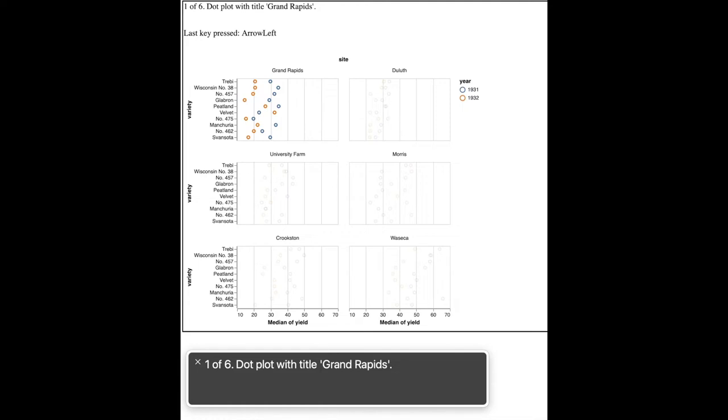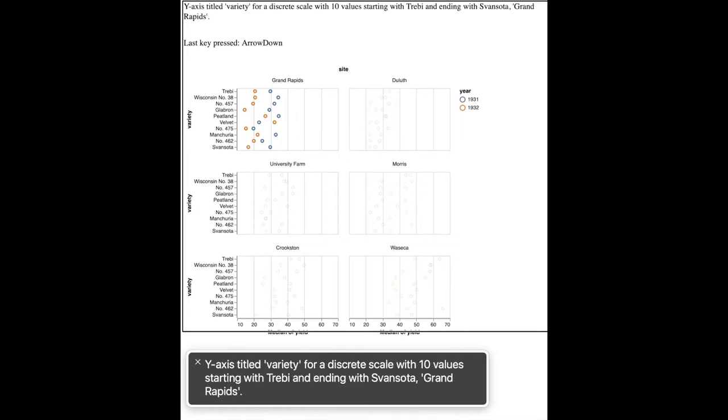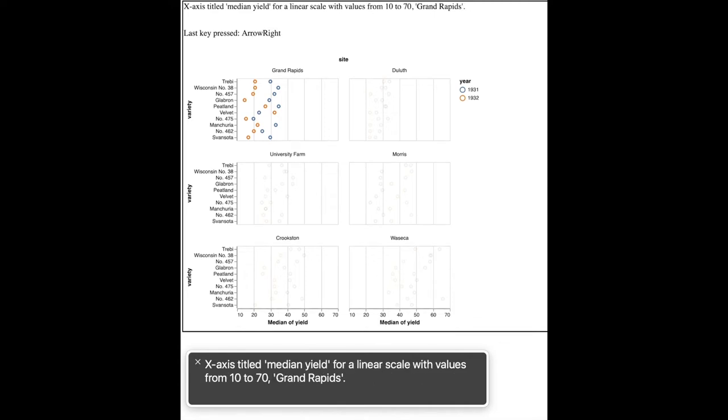So here we are. Now again, pressing down arrow, I go one level deeper in the tree. Y-axis titled variety for a discrete scale with 10 values starting with Trebi and ending with Fansota, Grand Rapids. Okay, so we hear that this is the y-axis with the scale and the range of the different values on the y-axis. X-axis titled median yield for a linear scale with values from 10 to 70, Grand Rapids.